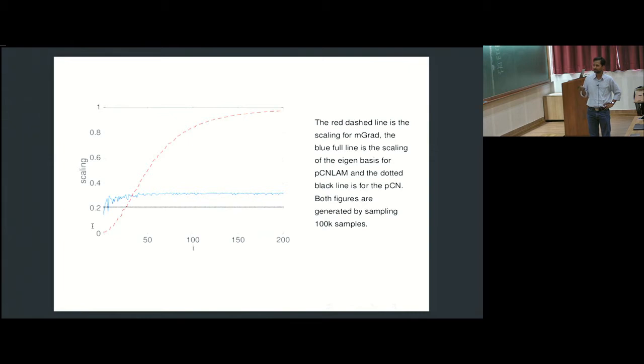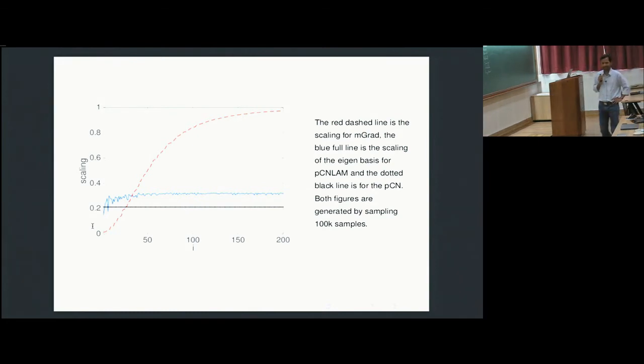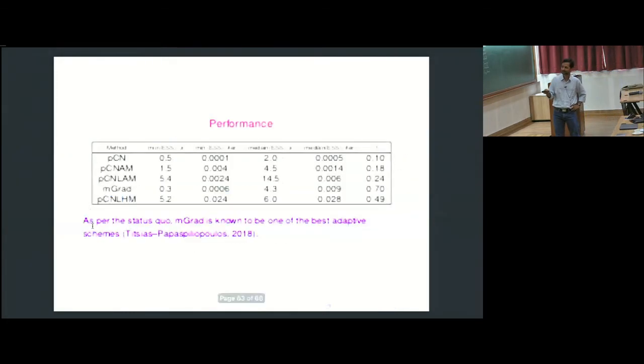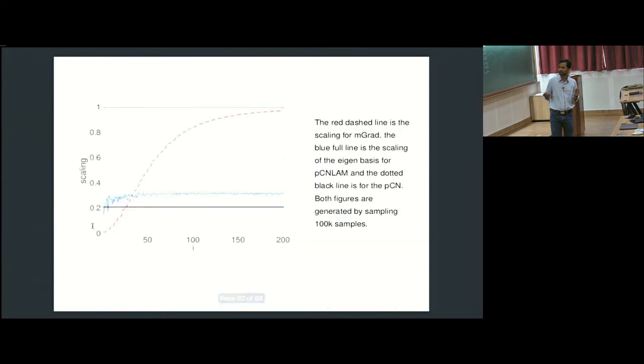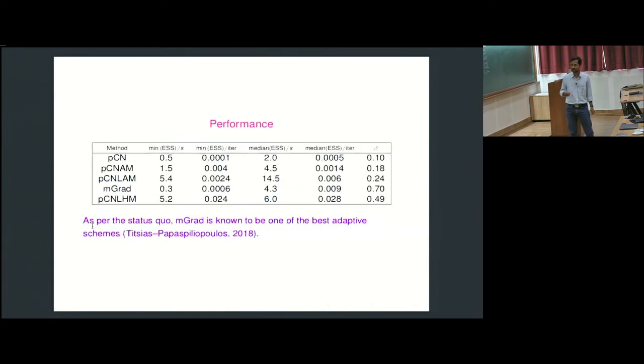I'm basically showing it for M grad, which is the red dashed line. M grad is a proposal which was developed by, I can't say those names, I will just show you the names. These are the two people: Pitsias and Papas. Sorry. So this was developed by them, and until their paper, numerically speaking, they were the best known algorithms. Ours seems to show that we are actually doing a bit better in terms of scaling the eigenvalues, and this is the performance chart, which you can just look at.